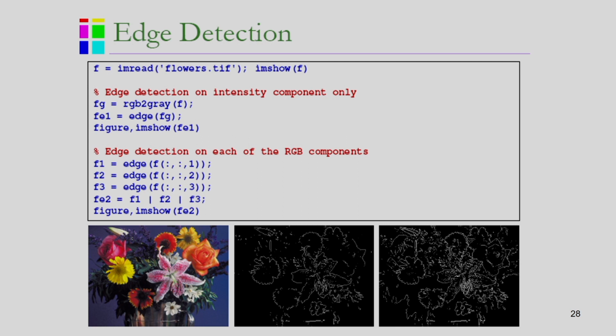And the edge detection I am going to discuss in my next classes, but here I have shown one example. My input image is this. In the first case, I am only considering the intensity component for edge detection, and corresponding to this my output is this. In the second case, edge detection on each of the RGB components, and corresponding to this my output is this. So, I have shown these examples to explain the concept of color image processing.